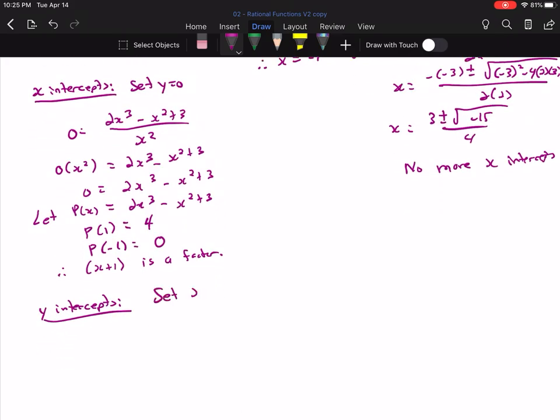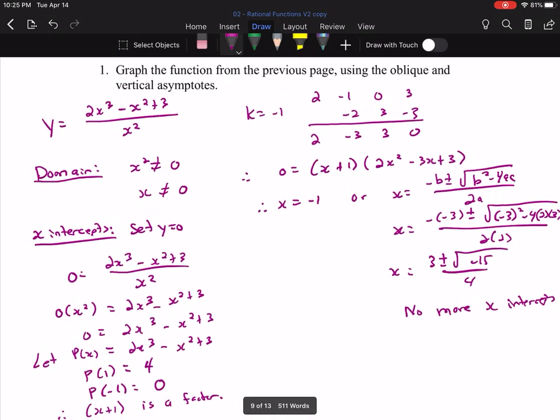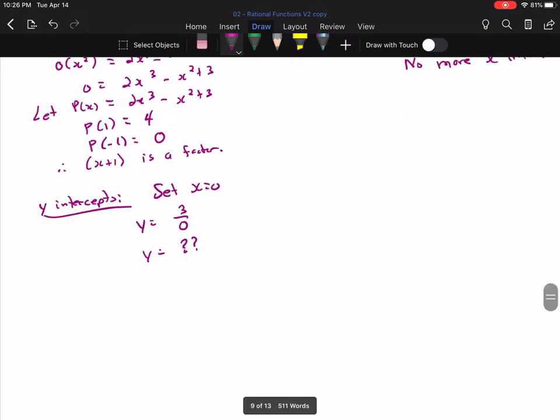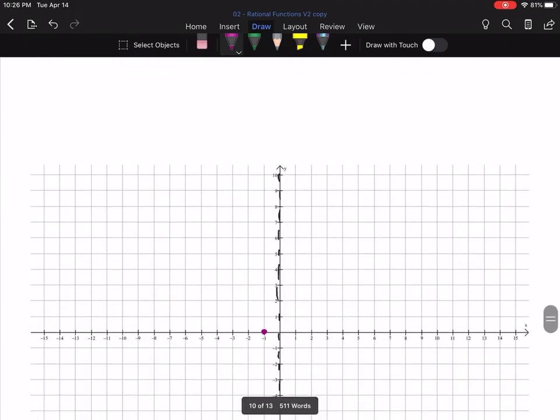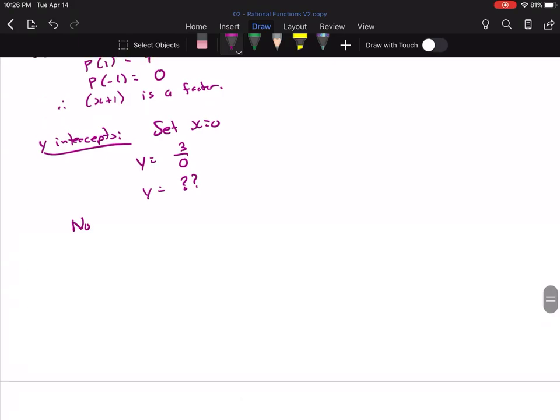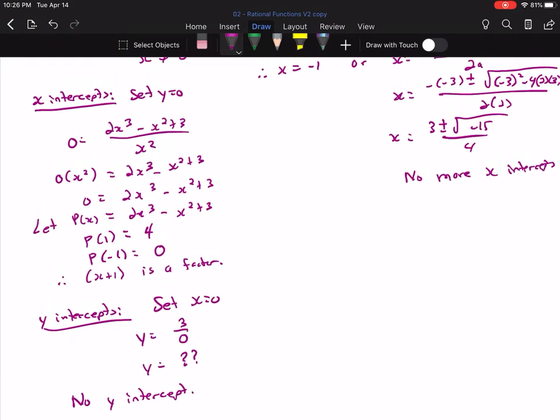Y-intercept, set x equal to 0. I've lost my function. Oh, there it is. I get a 3 on the top and a 0 on the bottom. Y equals 3 over 0. What's happening? 3 divided by 0. Oh, in my calculator, 3 divided by 0, error. No y-intercepts? Well, of course not. Vertical asymptote right along the y-axis. Maybe I should have seen that coming. No y-intercept. Very good.